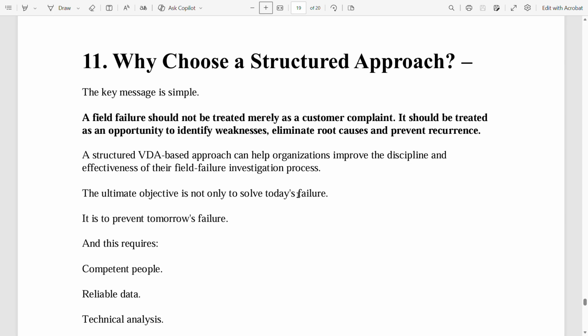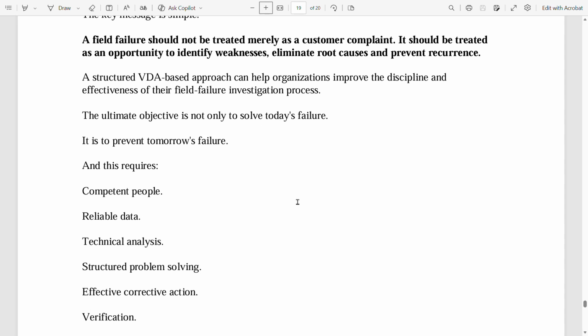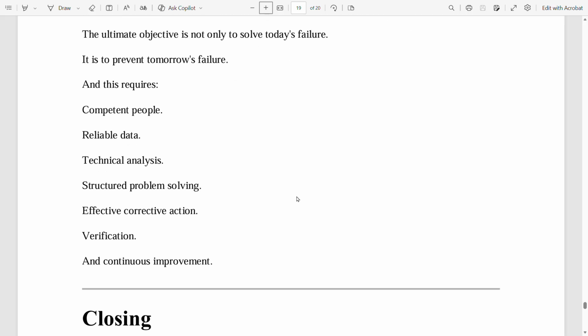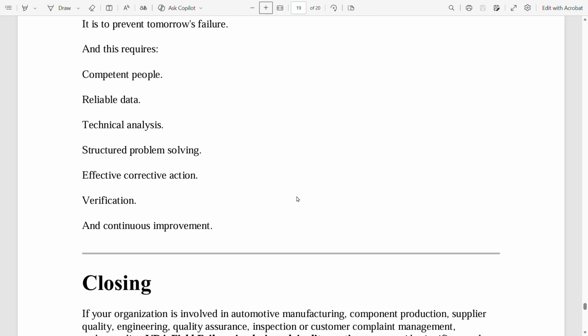Now, why choose a structured approach? 11th, the key message is simple. A field failure should not be treated merely as a customer complaint. It should be treated as an opportunity to identify weaknesses, eliminate root causes, and prevent recurrence. A structured VDA-based approach can help organizations improve the discipline and effectiveness of their field failure investigation process. The ultimate objective is not only to solve today's failure, it is to prevent tomorrow's failure. And this requires competent people, reliable data, technical analysis, structured problem solving, effective corrective action, verification, and continuous improvement.